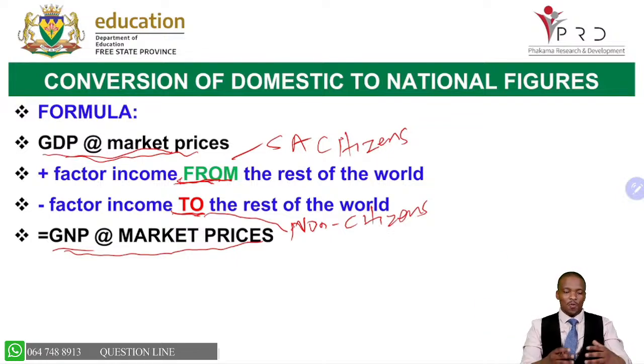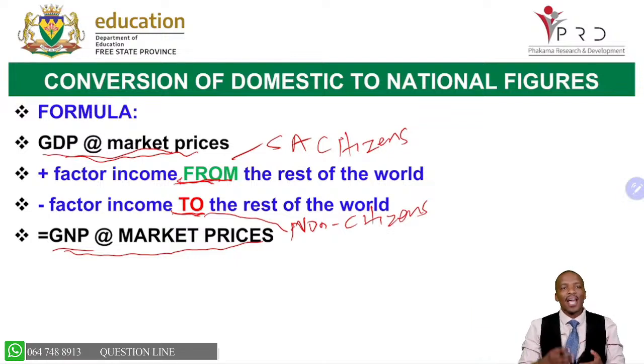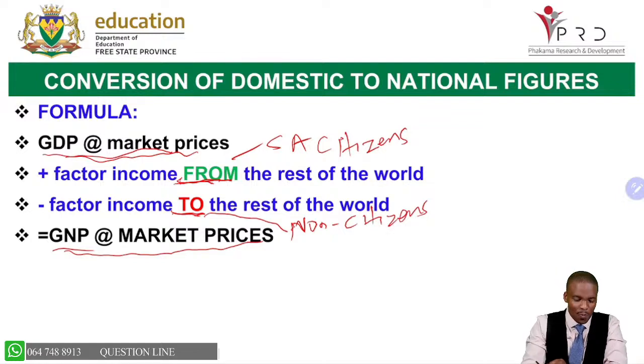For example, if we compare Botswana and South Africa, and we check how many of those Botswana citizens work in South Africa, the answer would be many. But how many of the South African citizens work in Botswana? The answer will be few. Therefore, the factor income from the rest of the world is always less than the factor income to the rest of the world. Hence, the GDP values are much greater than the GNP values. Okay, hope it makes sense.